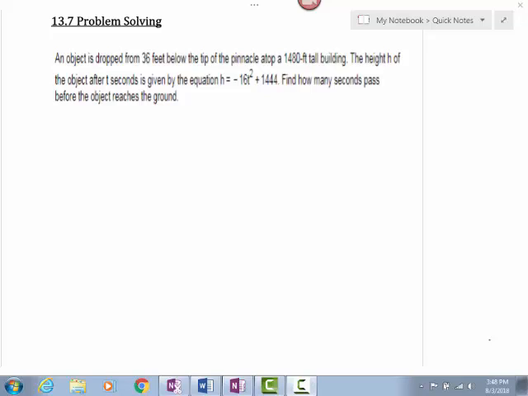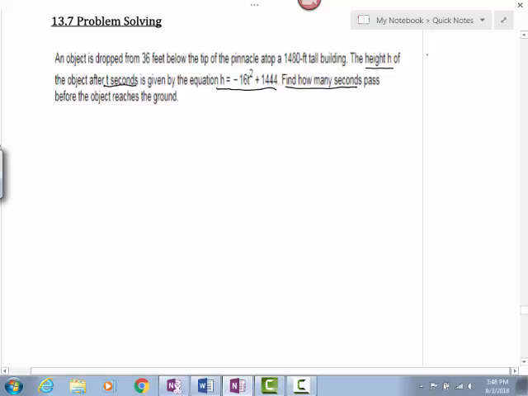Okay, so I'm going to read that problem again. It says an object is dropped 36 feet below the tip of a pinnacle atop a 1,480 foot tall building. The height h. Okay, so this is telling me already right here, h stands for the height of an object after t seconds. Okay, so this is telling me something else. t stands for the time in seconds. And so the height of the object, excuse me, is given by this equation, h equals negative 16t squared plus 1,444. The question says, find how many seconds pass before the object reaches the ground.